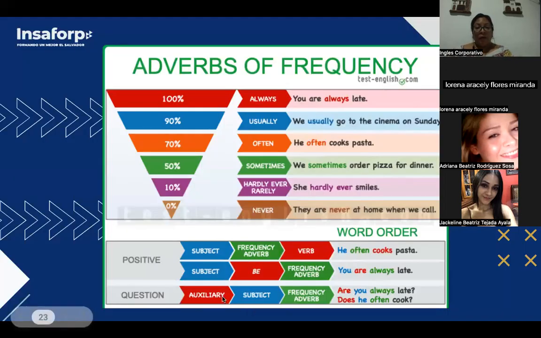Here it is, at the bottom. We have a question using the auxiliary do or does, the subject, and the frequency adverb. But just as we had sentences with a verb other than the verb to be, we also have questions with the verb to be. In that case, it would follow this structure here. Does, the auxiliary; he, the subject; often, the frequency adverb; cook, another verb. Does he often cook? Are you always late? That would be for the questions, which can be of these two types.